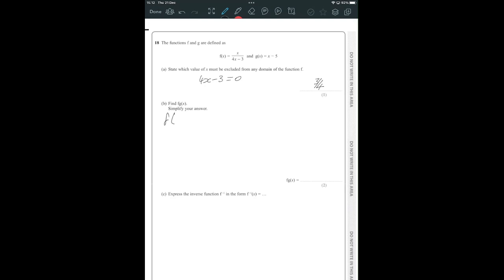fg of x, well, fg of x means f of g of x, so I'm going to put g, x minus 5, into f. Everywhere I saw an x in f, I've replaced it with x minus 5. A little bit of simplification.